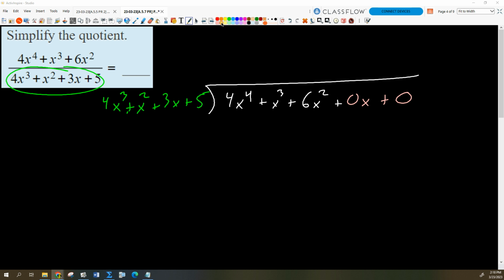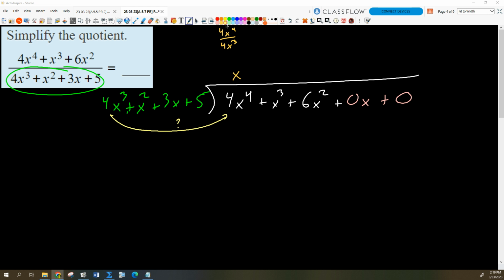Okay, so first things first. What's our first term? 4x to the fourth divided by 4x cubed. What is that? X. And you could probably just get that by asking yourself, 4x cubed times what is 4x to the fourth? X, right? You don't necessarily have to write that quotient out. You can. So we get x.